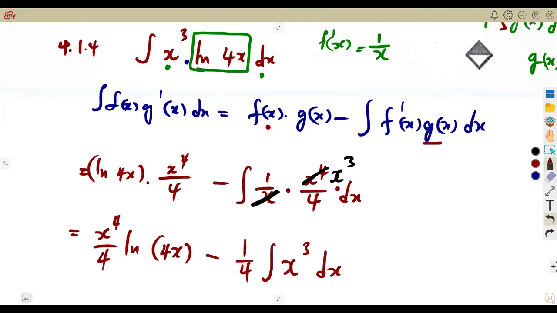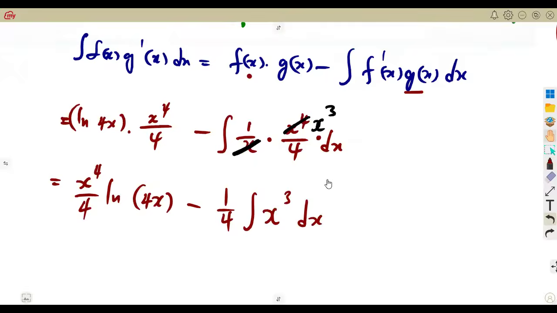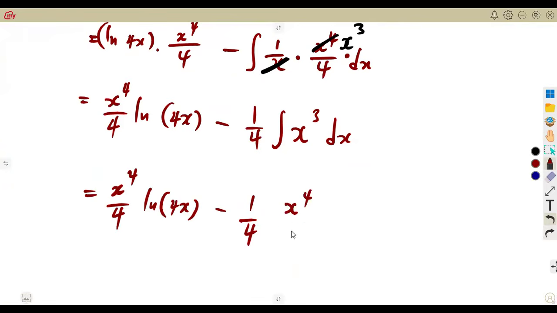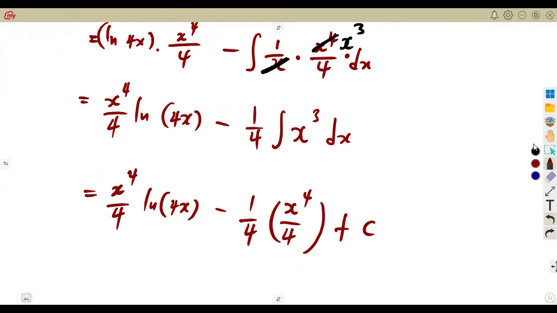And looking properly, we can see that it's something that we actually integrated here. x cubed, we got what? x to the 4 over 4. So we already integrated this. x to the exponent of 4 over 4, the ln of 4x remains as it is, minus 1 over 4. We integrate this, and we saw that it's going to be x to the exponent of 4 over 4. Then we can have our constant of integration, as we do not have any integration left.